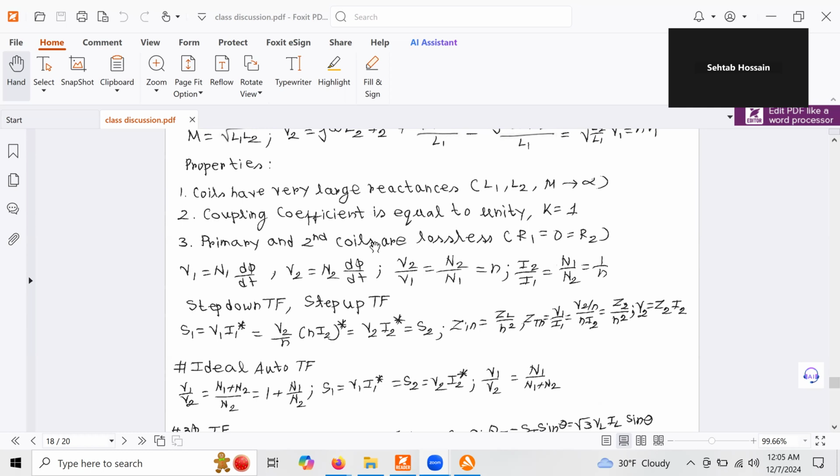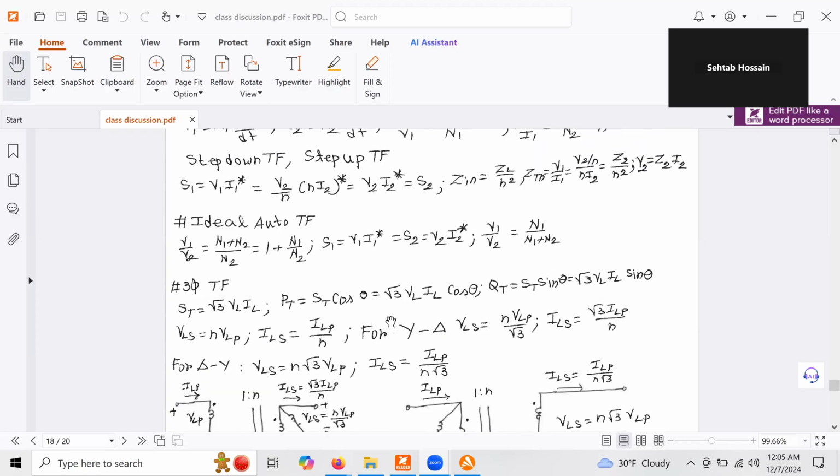So what about the complex power of an ideal transformer? We can apply this formula, V1 I1 conjugate, or this formula, V2 I2 conjugate. And for input impedance, we can apply this formula, ZL over N square. Z Thevenin will be V1 over I1, because this is the input impedance, the primary side impedance over here.